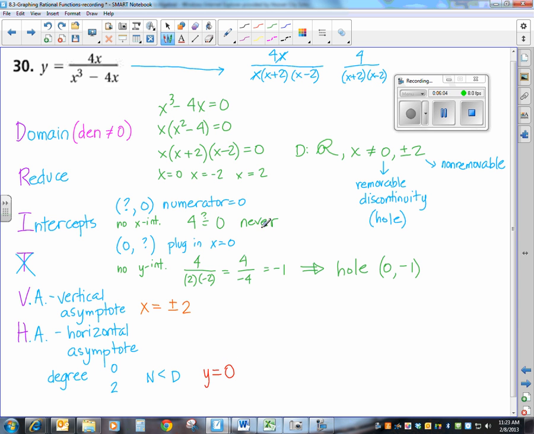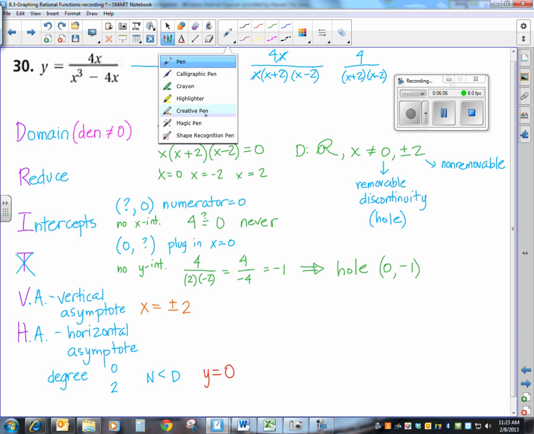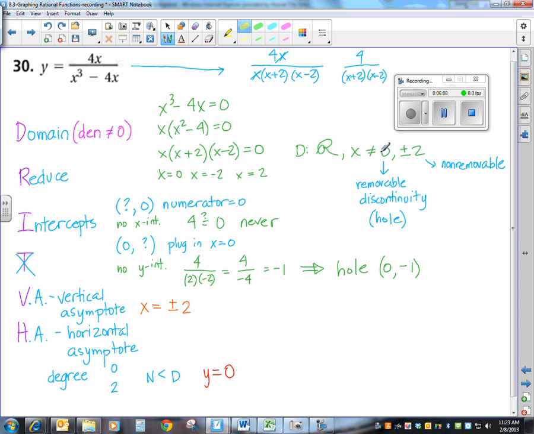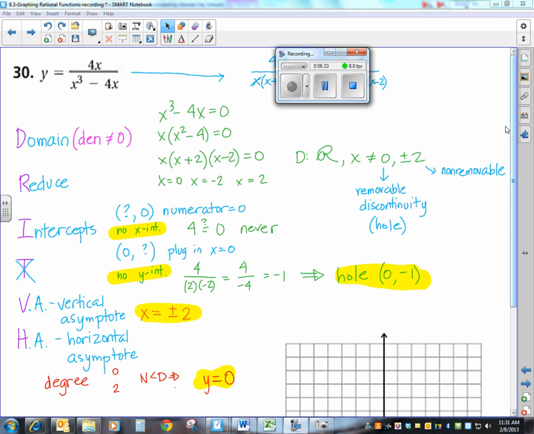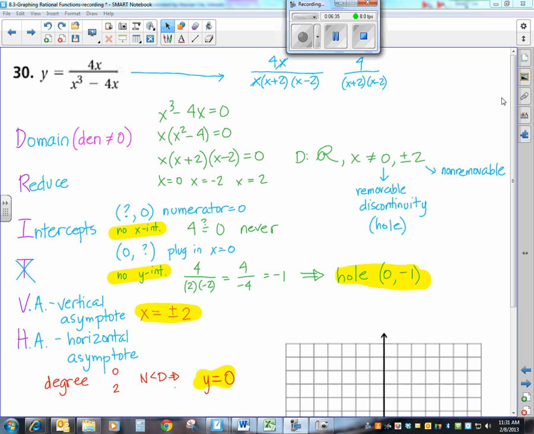So we have a bunch of information that we got to go put on our graph now. Let's go see what we've got. We have no x-intercept. We have no y-intercept. We have a hole at 0, -1. We have a vertical asymptote at -2 and +2. And we have a horizontal asymptote at y equals 0. So we have all our information together. We've got all of our summary information. Now let's go put it on our graph.